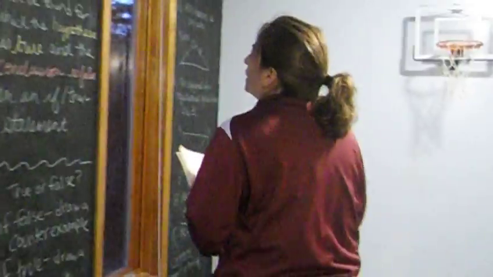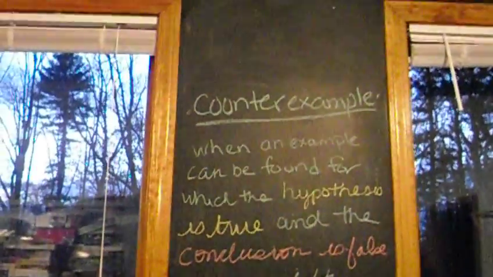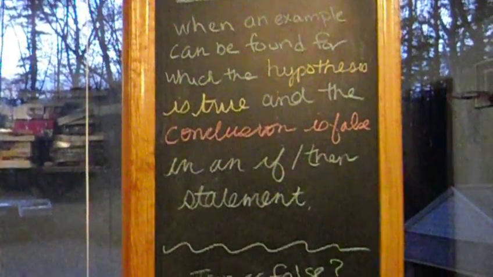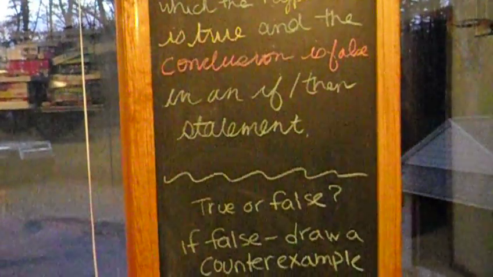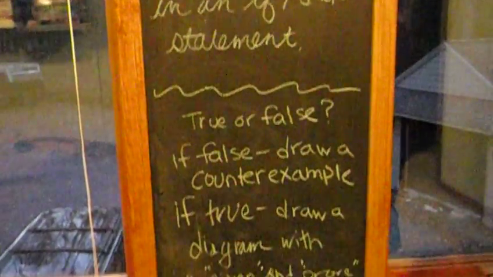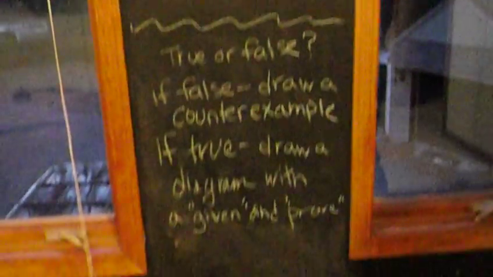Works. Okay. Counterexample. What's a counterexample? It's when an example can be found for which the hypothesis is true and the conclusion is false in an if-then statement. For example, is this true or false? If we have true or false, we have to decide. If it's false, draw a counterexample. If it's true, draw a diagram with a given and prove it. So we're going to show you.